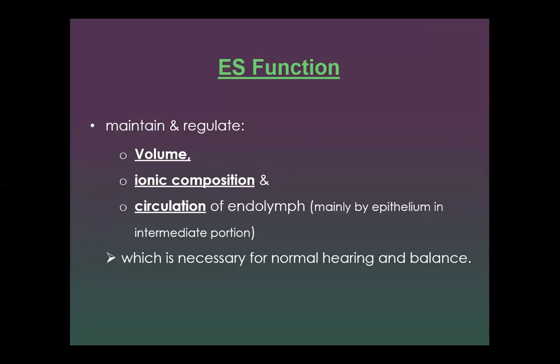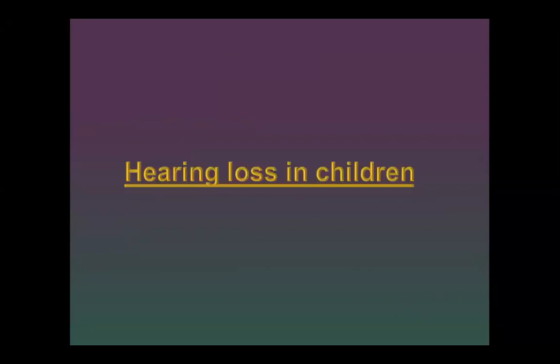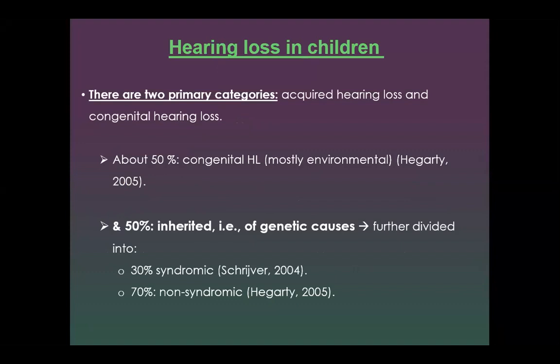What is the function of the endolymphatic sac? Its main function is to preserve our endolymph in several aspects: its volume, its ionic composition, and its circulation within other parts of the membranous labyrinth, which is necessary for normal hearing and balance. How this occurs, we will know later. Hearing loss in children is categorized into acquired and congenital. Our interest is inherited genetic causes of hearing loss in children, which may be syndromic or non-syndromic. Enlarged aqueduct may be either syndromic or non-syndromic.